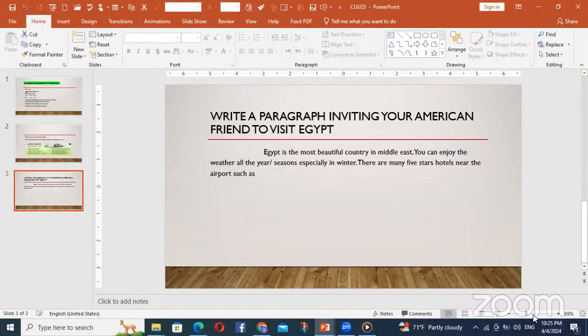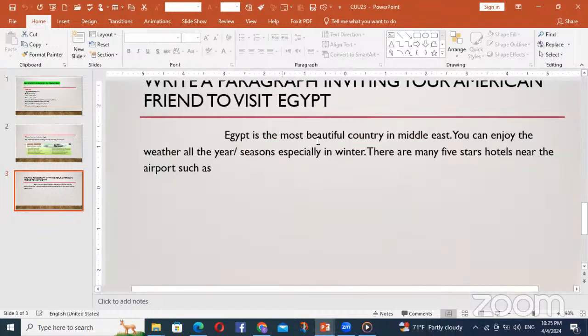In the form of a paragraph, like this, I would say for example, Egypt is the most beautiful country in the Middle East. This is the introduction, just to say that I'm going to invite a person to my country. I must say an introduction first for the topic or main idea I'm going to talk about. You can enjoy the weather all the year or seasons, especially in winter. I chose winter. There are many 5-star hotels near the airport, such as Meridian for example. Okay, this is the starting of the paragraph.